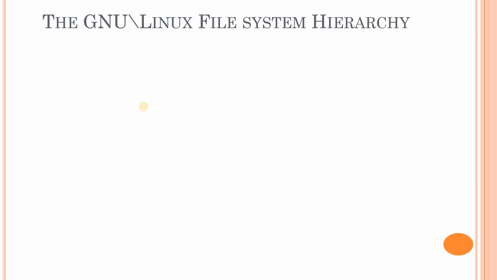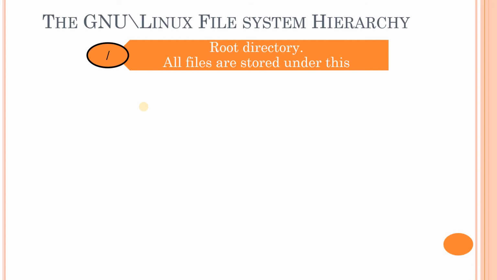Next, we have to study the file system hierarchy. In the Linux operating system, everything is considered a file and all the different files are stored in a directory structure. So let us understand how this structure works. At the top, we have the root directory. This root directory stores all the files. All of the files and all of the folders will be present inside the root directory.